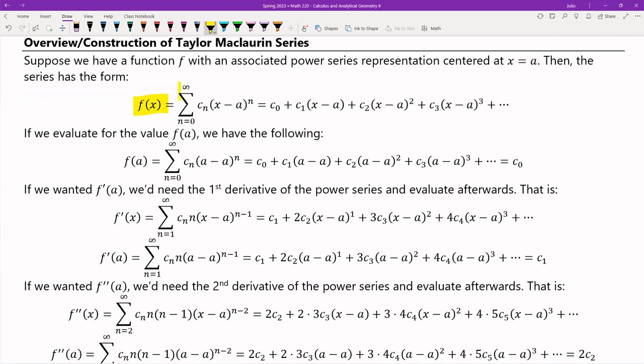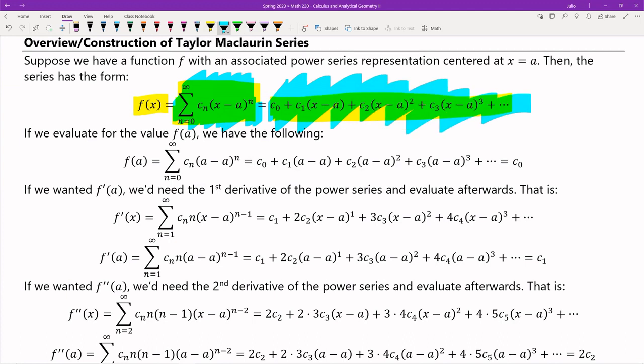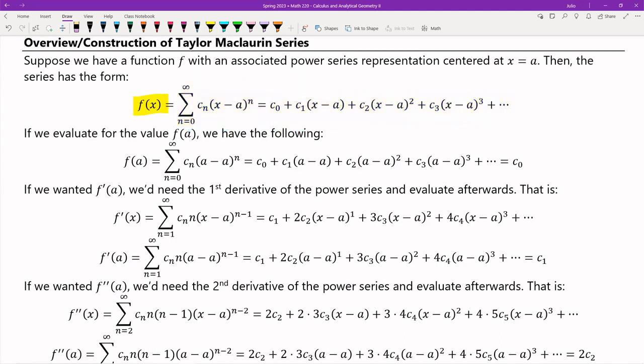Suppose, pretend we have a power series expansion like this, okay? So f of x is the function, whatever it may be, right? That sum is the power series expansion, and this is just me writing the whole power series out, okay? Suppose we have that. And just keep this in mind, this is the thing that's floating in the back of our minds, that it's centered at a value x equal a, okay?